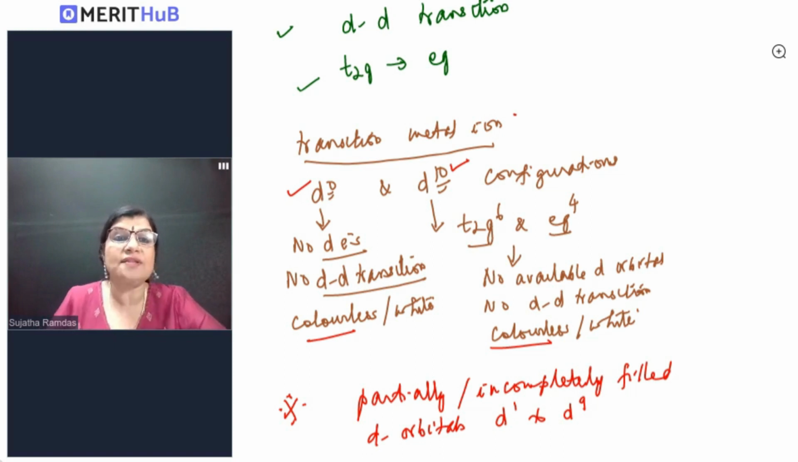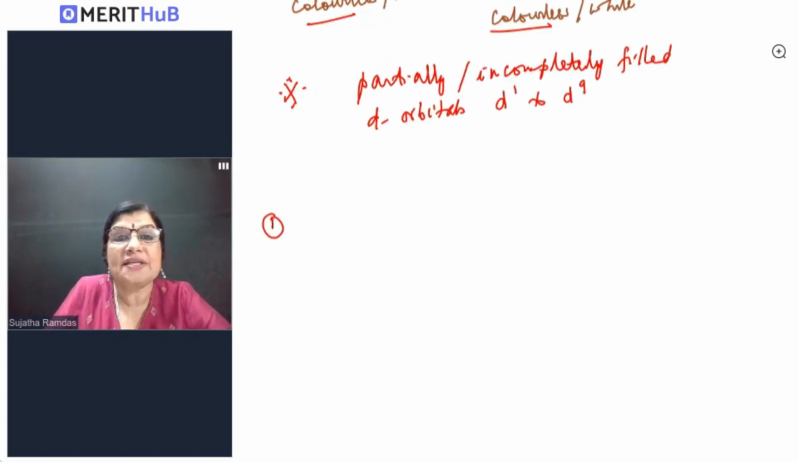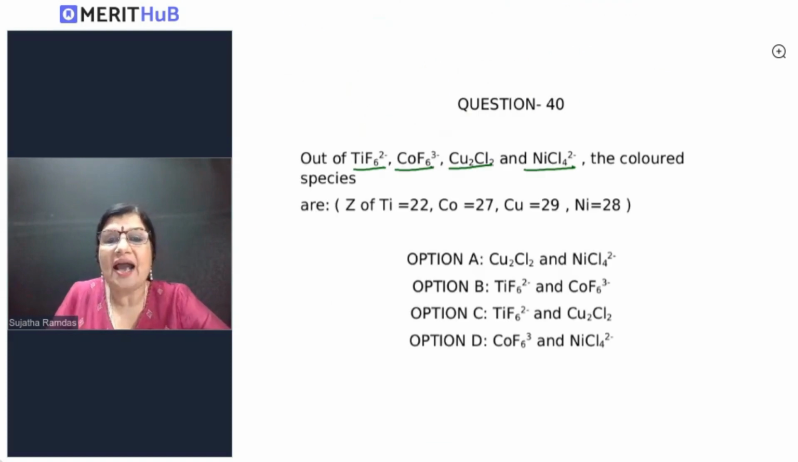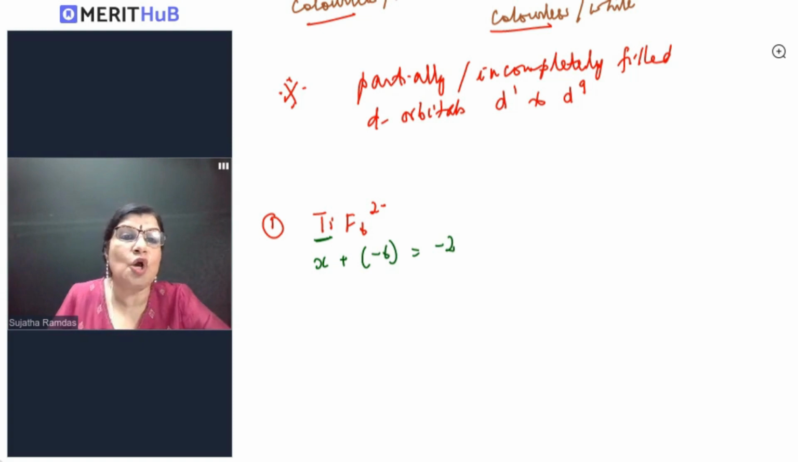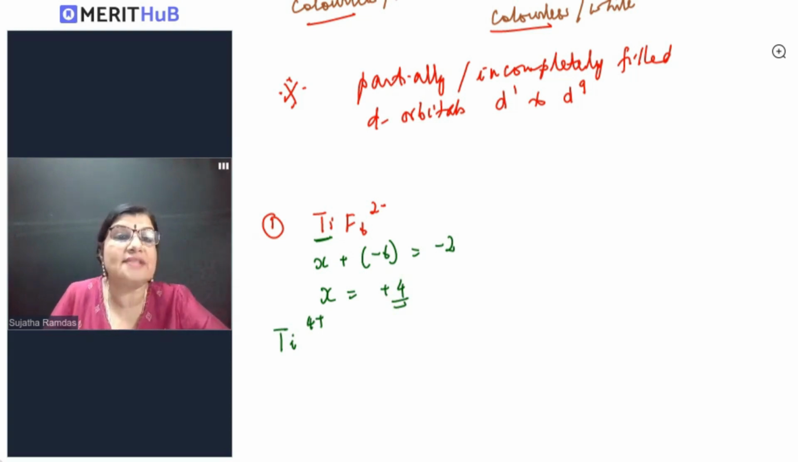Now let's focus on the question. The first complex ion given in the question is TiF6 2-. Let's find out the oxidation state of the titanium ion. X plus, each fluoride ion is -1, 6 of those, so -6, is equal to -2, the overall charge on the complex ion, and therefore X is equal to +4. So the oxidation state of titanium is +4.